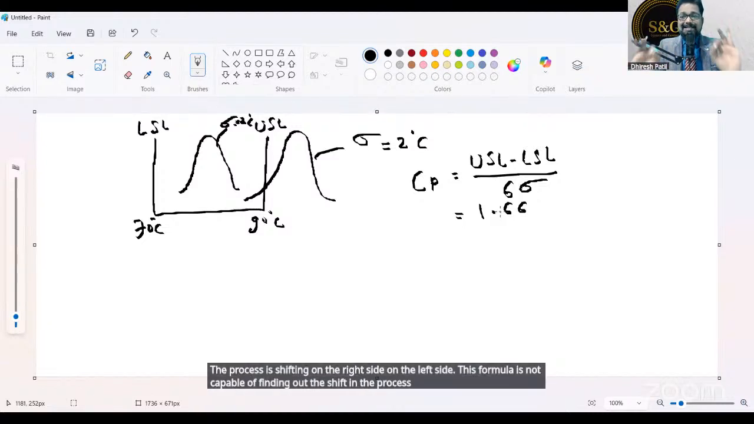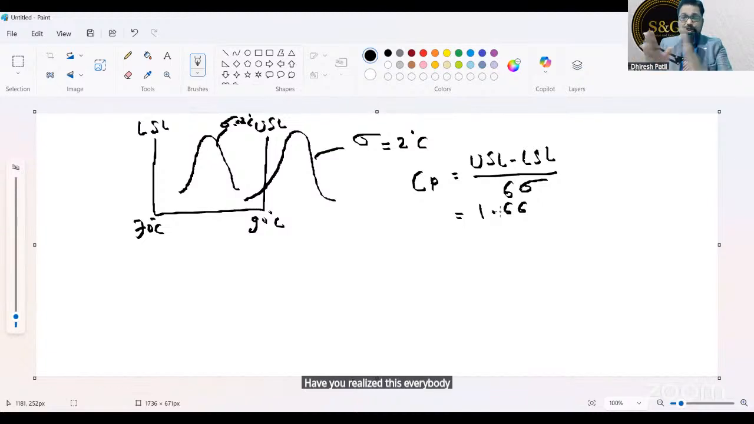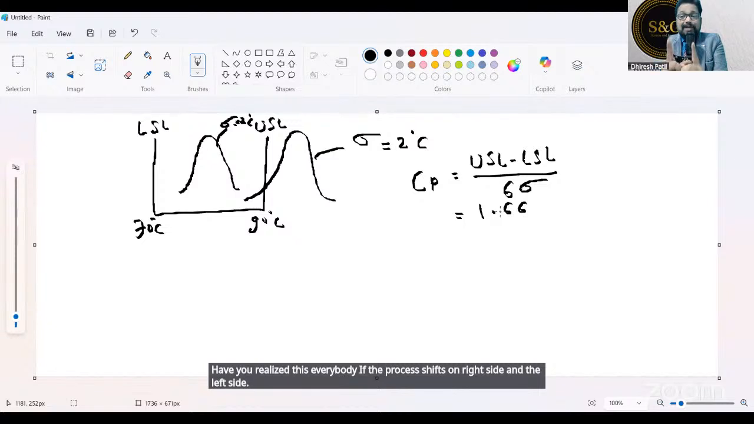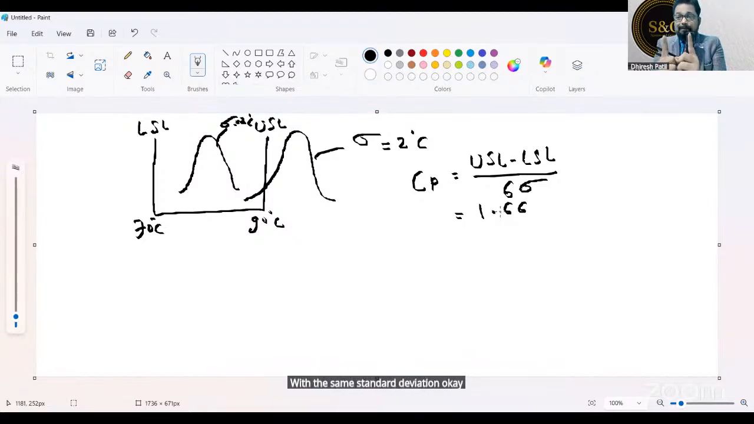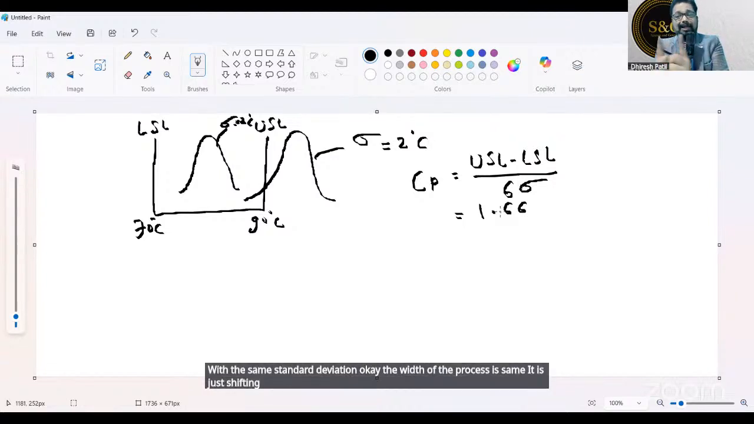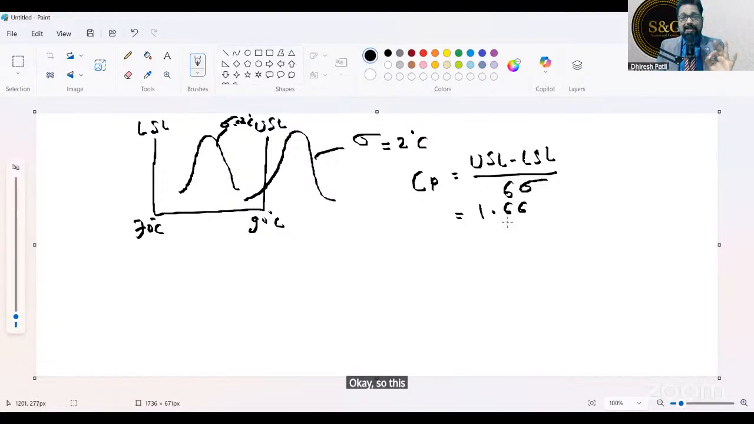Have you realized this? Just type yes in the chat box. Have you realized this, everybody? If the process shifts on the right side and the left side with the same standard deviation, the width of the process is the same. It is just shifting on the right side or the left side because of some reason, but this formula is unable to detect that shift. So this is the potential process capability showing.